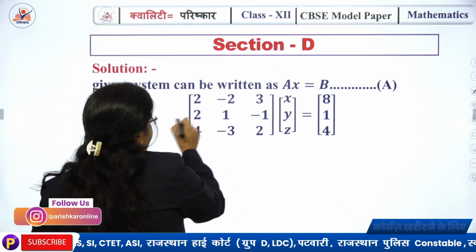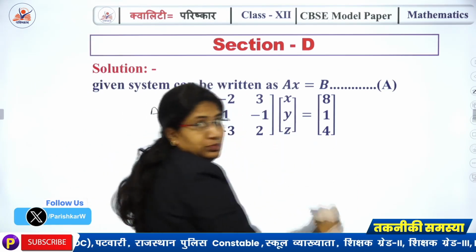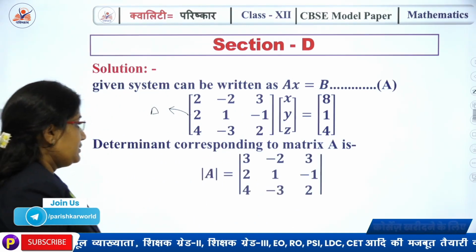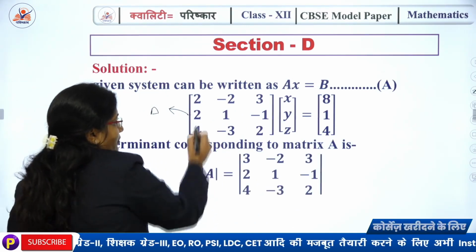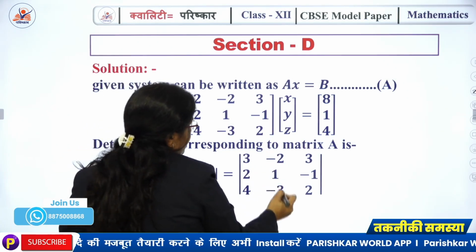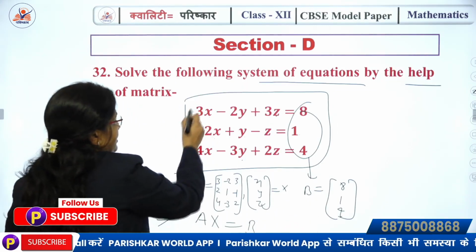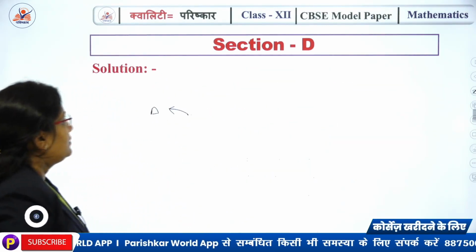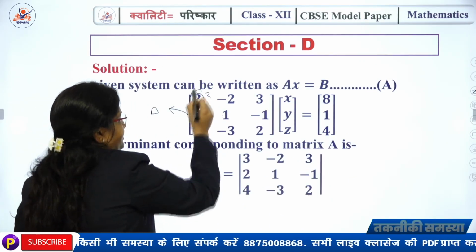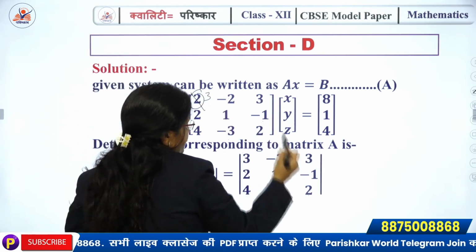The coefficient matrix A, now AX equal to B. The determinant corresponding to the matrix A is determinant A: 2, 3, 2, 4, -2, 1, -3, 3, -1 and 2. The first element is 3. That means it's a typing mistake. This is 3. So, 3, 2, 4, -2, 1, -3, 3, -1 and 2.